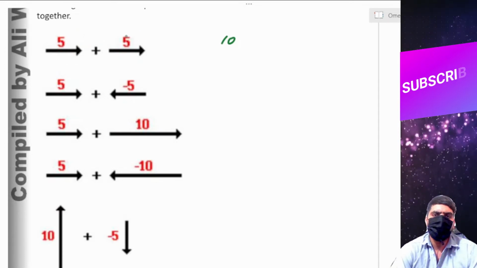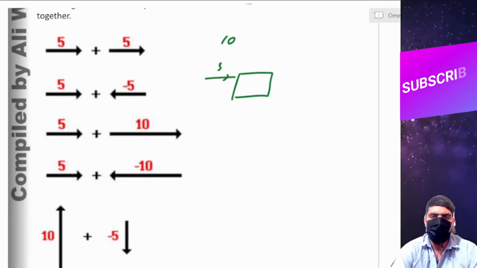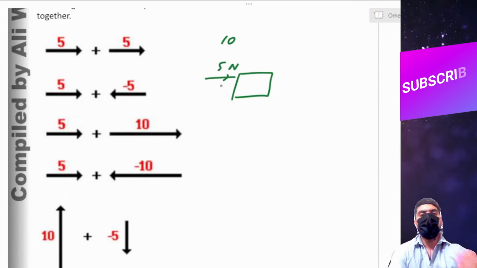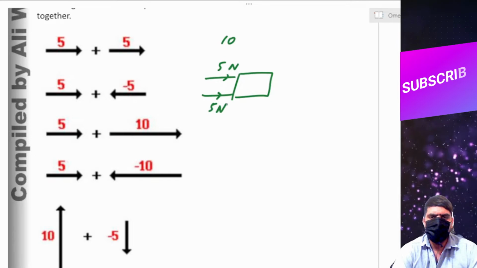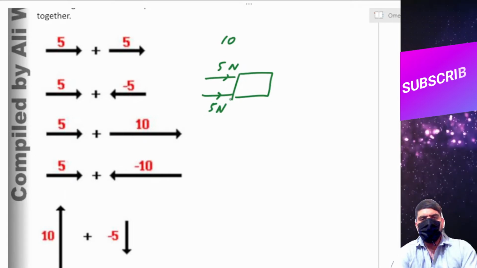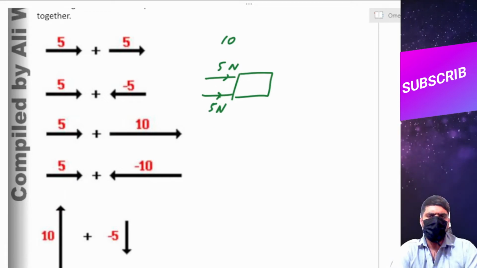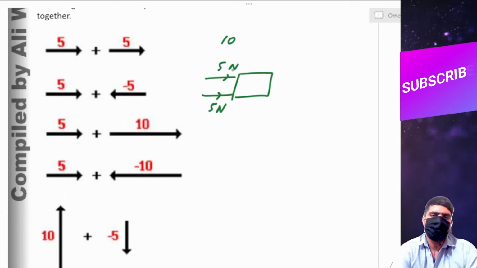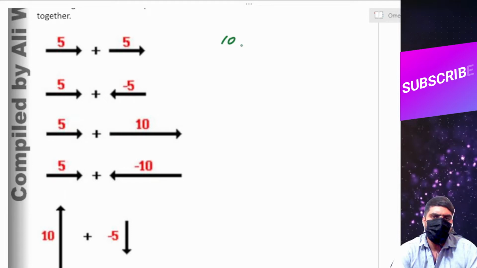That makes sense because let's say once again there's a box and there's a force of 5 Newton. Let's just call the vector a force. There was a force of 5 newtons towards the right, and another force of 5 Newton towards the right. That implies that if you want to find the combined effect of these two forces, the overall force would be 10 Newton. So in this case, the answer would be 10.